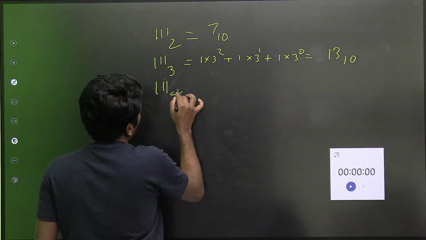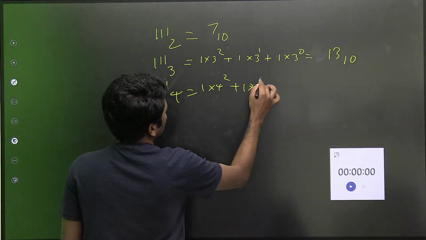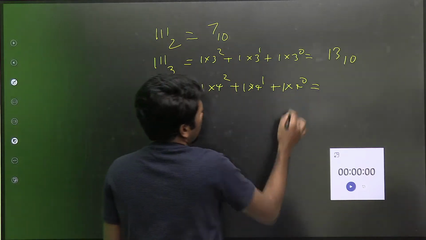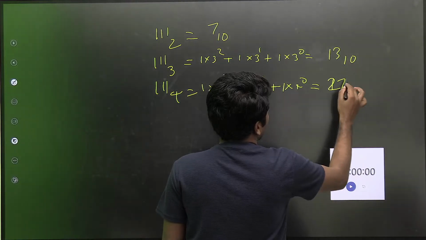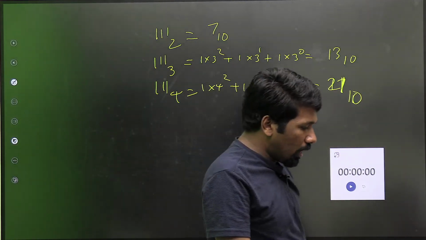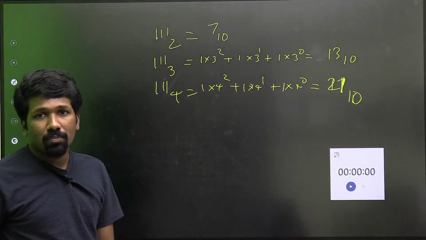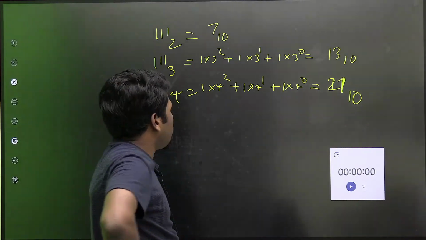Similarly, if it was base 4, 1 into 4 square plus 1 into 4 raised to 1 plus 1 into 4 raised to 0. Add it up: 16 plus 4 plus 1. Sorry, that is 21, so 21 in base 10. Did you all understand how to convert any number system to base 10? So that is how to convert any number system to base 10.